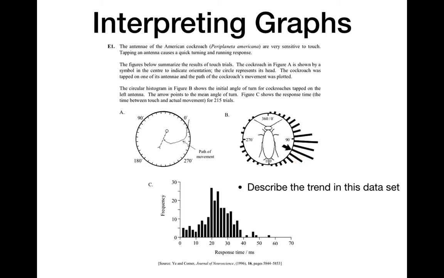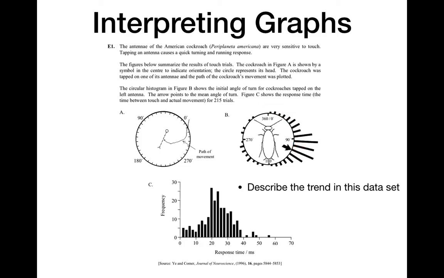And here is our histogram showing the response time between the touch and action for 215 trials. So how often did they move within 20 seconds? Like 26 or 27 times, they moved in 20 seconds, then breaking it down even further into 2-second intervals. Okay, so you describe that trend is that most of the time the cockroaches moved away from the stimulus, would be one trend you could say.